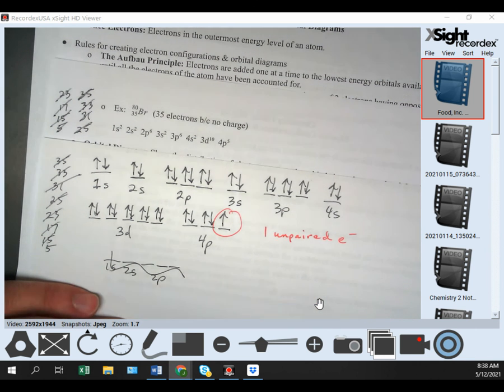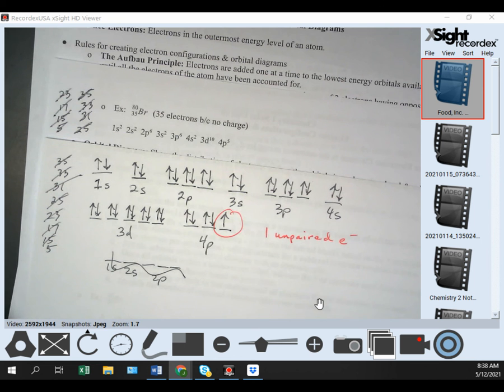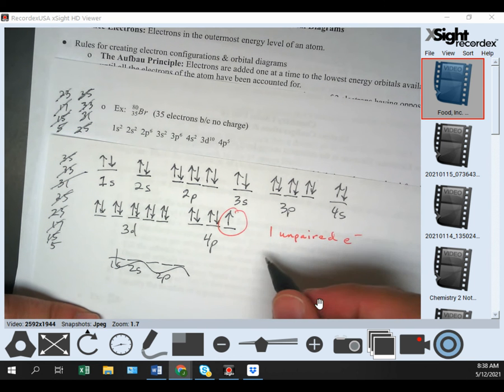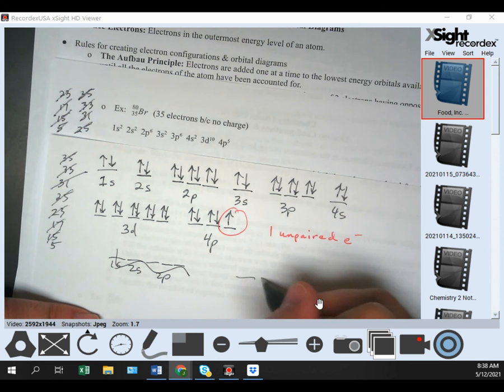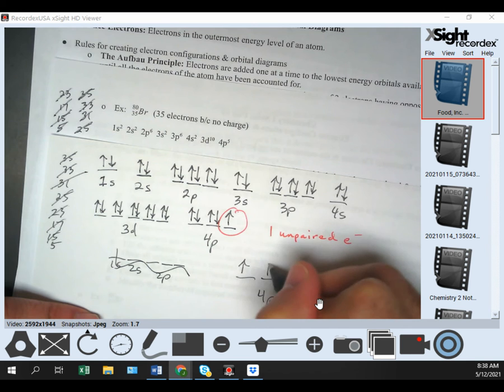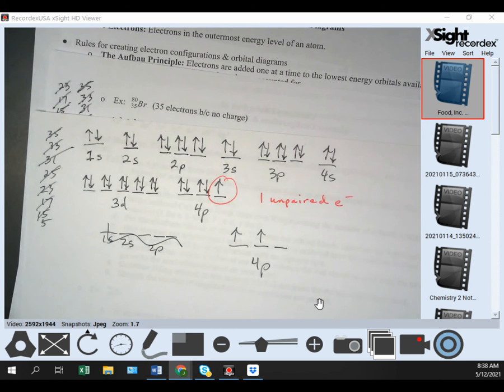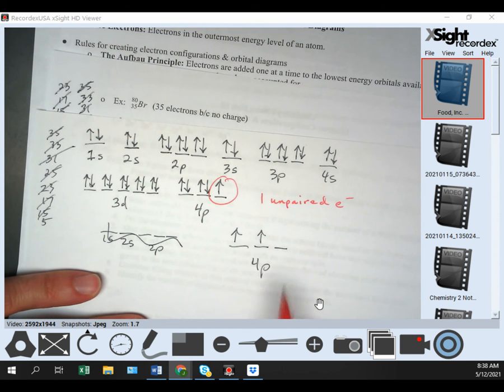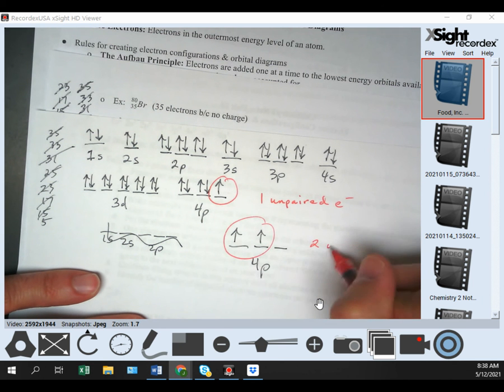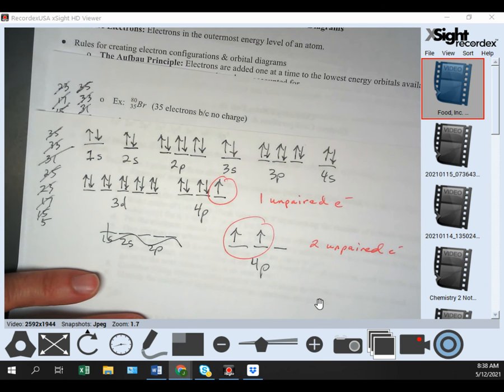If it's just a line, like say when we hit 4p, we only had two electrons left. So we did 4p and we only had two electrons. So it's 1, 1, and then we ran out. How many unpaireds would that be? Two. I want you to draw the right number of orbitals, but if it's blank, that's not an unpaired. So this would be two unpaired. Make sense?